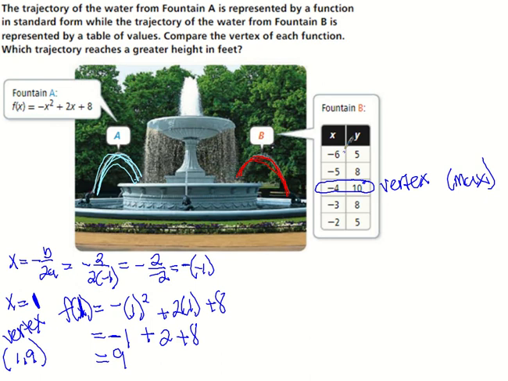And so it says which trajectory reaches a greater height. Highest height is fountain, actually I'll do it in the color, fountain B. And I'll just write it right here. Fountain B. And you can even say 10 feet. There we go, we're done.